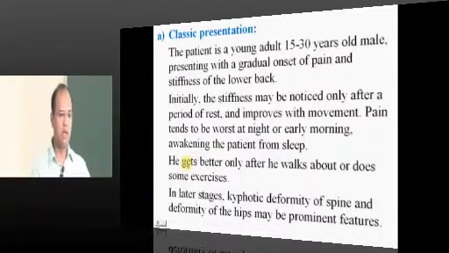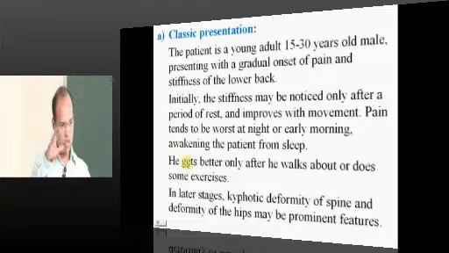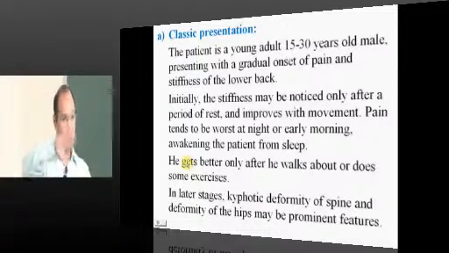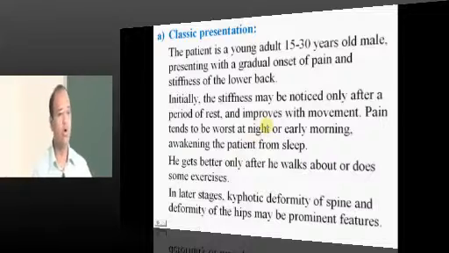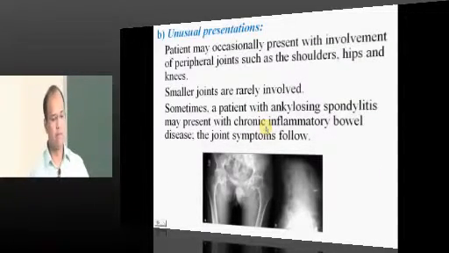So if at all there is so much exostosis, spondylophyte formation and all these things pressing on the roots, okay, he gets better only after he walks about and does some exercise to get these protective muscle spasms back.